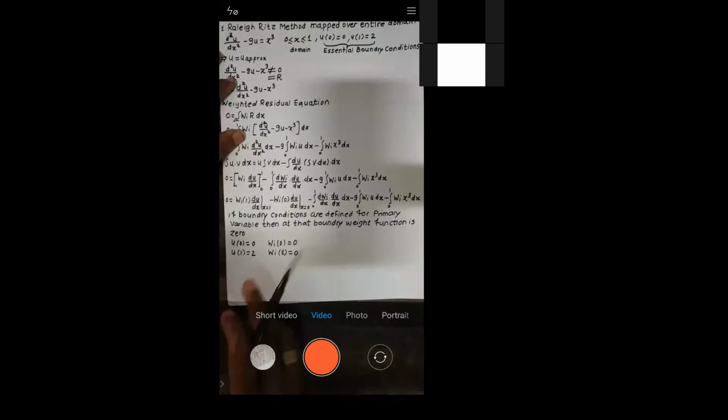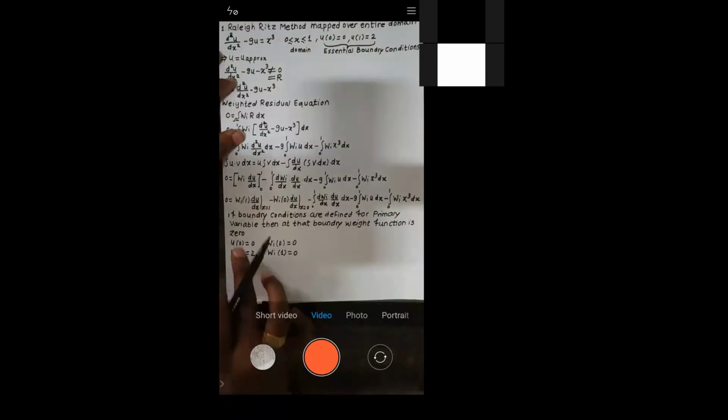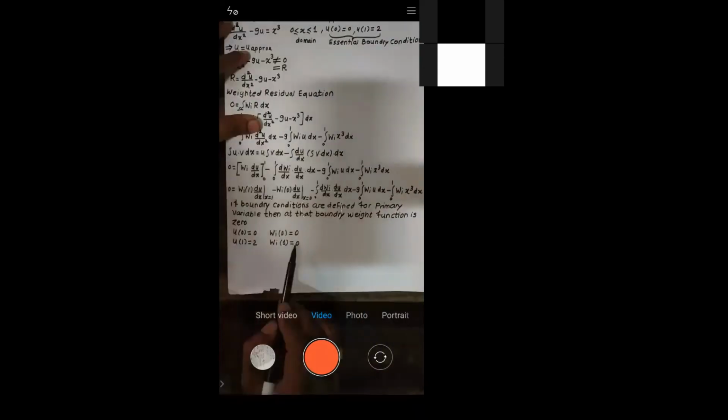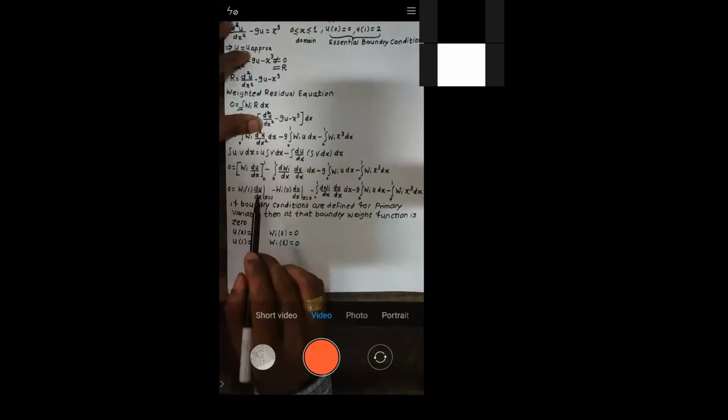See, it is clearly written here. If boundary condition is defined in terms of primary variable, that is u, you take weight function is equal to 0 at that boundary. So this weight function is 0 at what boundary? x is equal to 0. Similarly, this weight function is equal to 0 at what boundary? x is equal to 1. Is it okay? Fine. So all of you see here, weight function at 1 is 0, weight function at 0 is 0. So these two terms are getting cancelled. So what is remaining is this term, and this term.